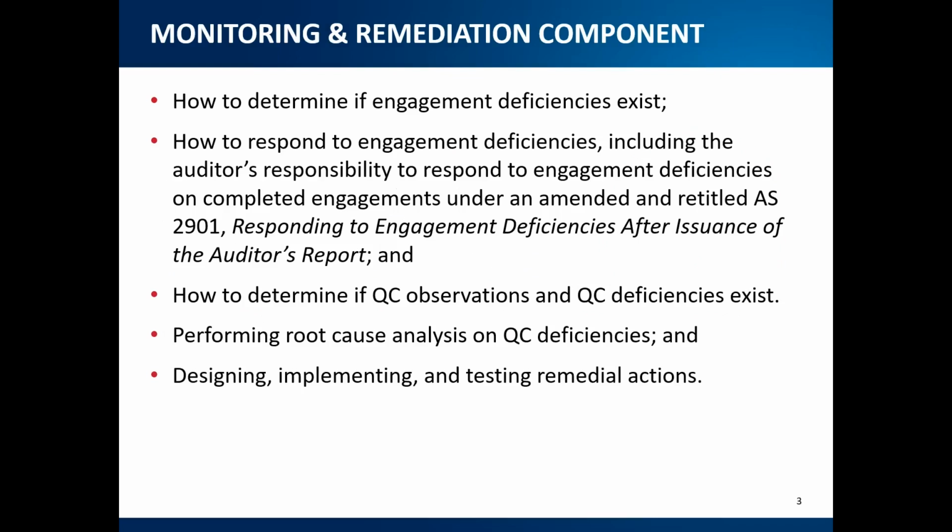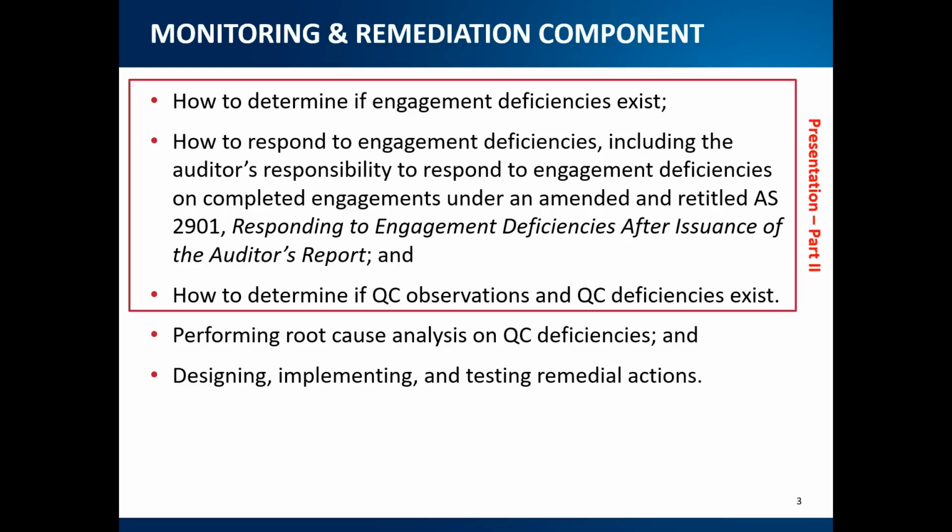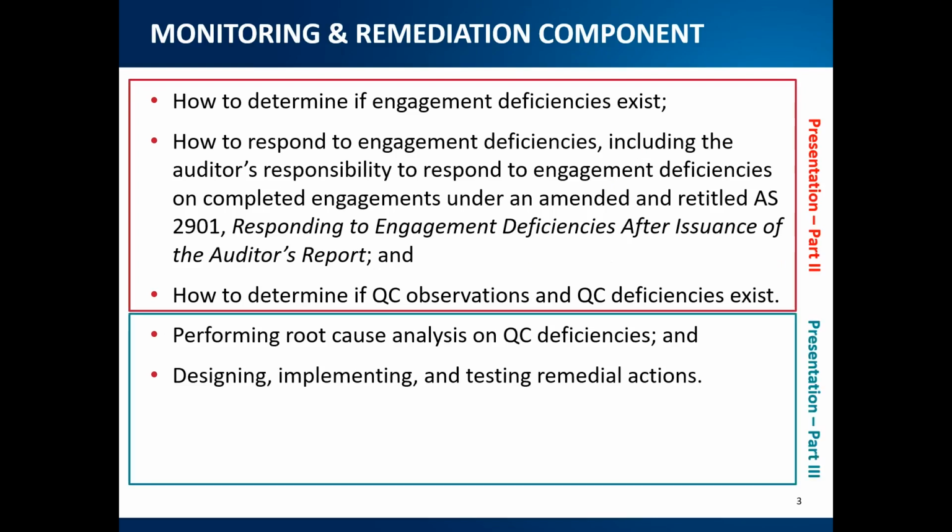As a reminder, we prepared other staff presentations covering other parts of the monitoring and remediation process component, including how to determine if engagement deficiencies exist, how to respond to engagement deficiencies, including the auditor's responsibility to respond to engagement deficiencies on completed engagements under an amended and retitled AS 2901, responding to engagement deficiencies after issuance of the auditor's report, how to determine if QC observations and QC deficiencies exist, performing root cause analysis on QC deficiencies, and designing, implementing, and testing remedial actions. These Part 2 and Part 3 staff presentations are available on our QC implementation webpage located on the PCAOB's website.